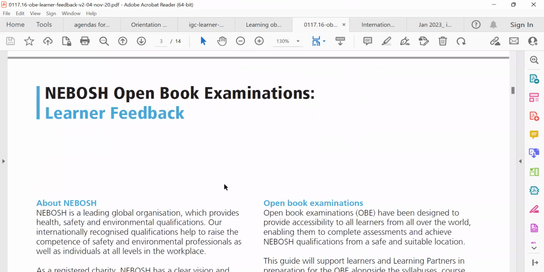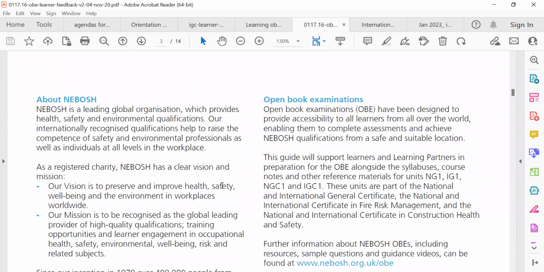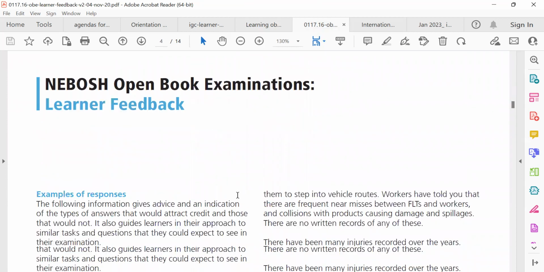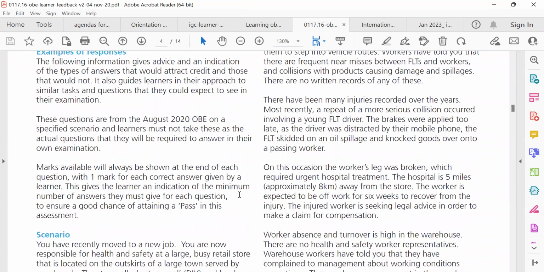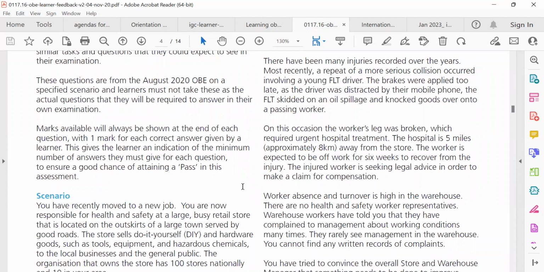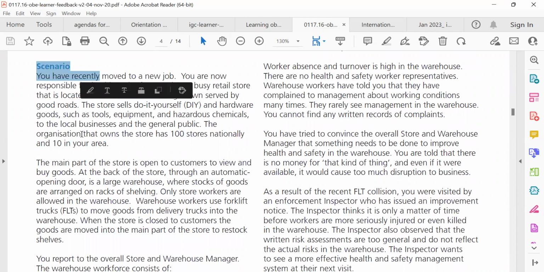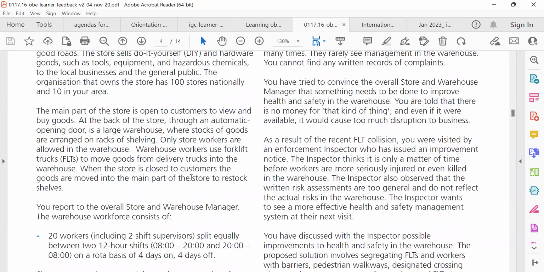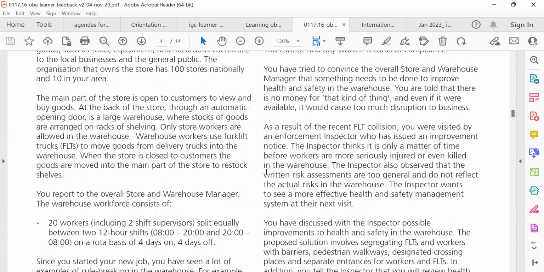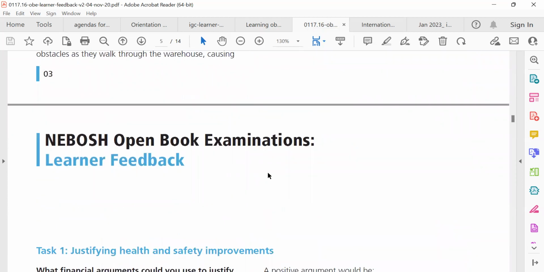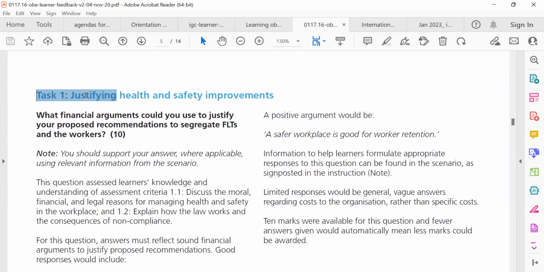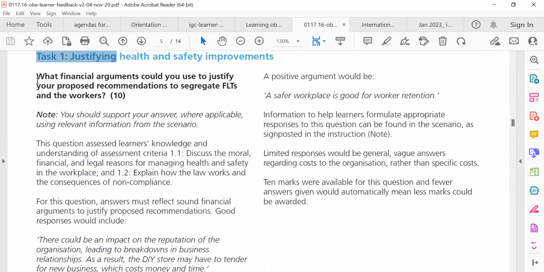What kind of answer is expected by the examiner. I'm just scrolling down. I don't want to waste time by explaining these instructions. So here there is a scenario, a detailed scenario. This question was asked in August 2020, and there are some tasks. You can read these tasks, and you can download this file from the official website.